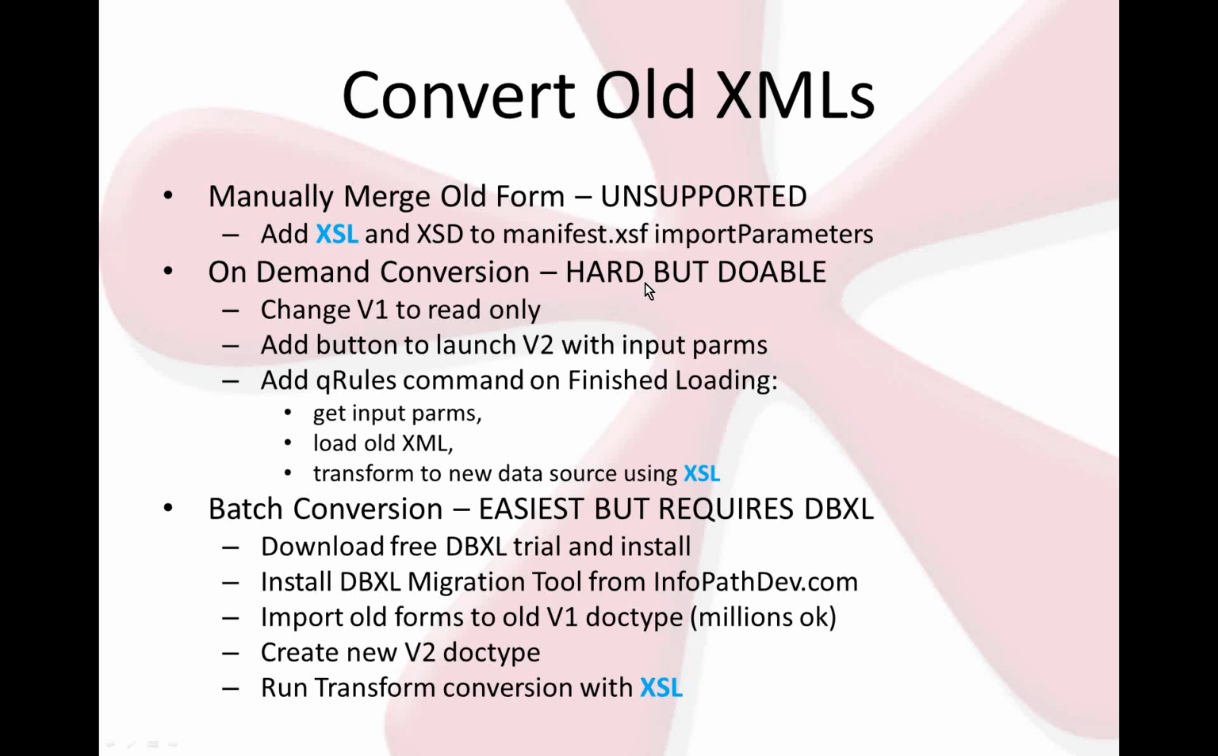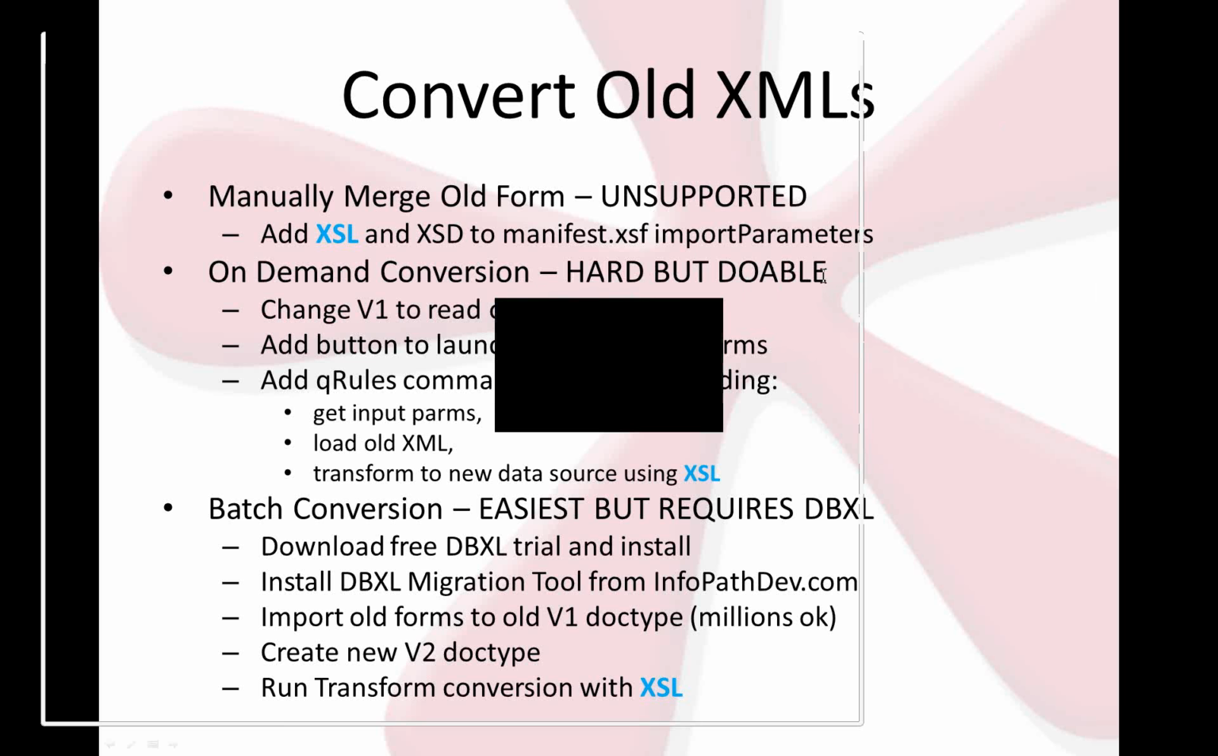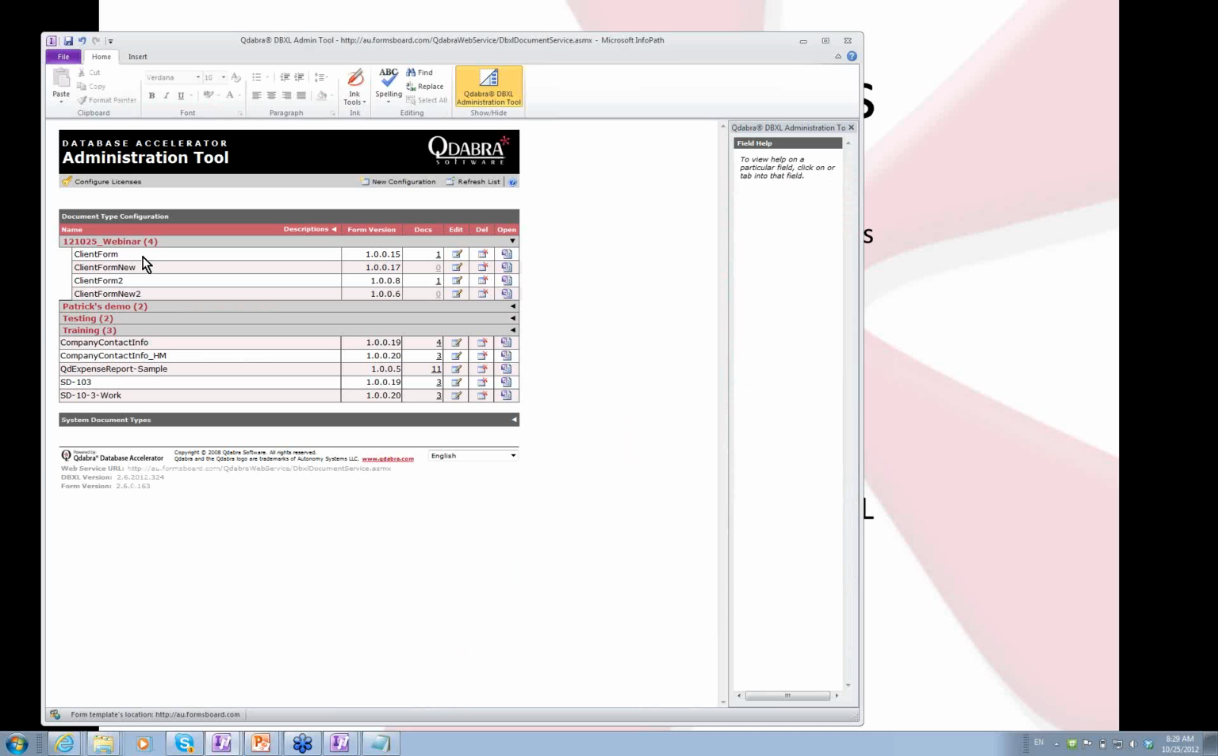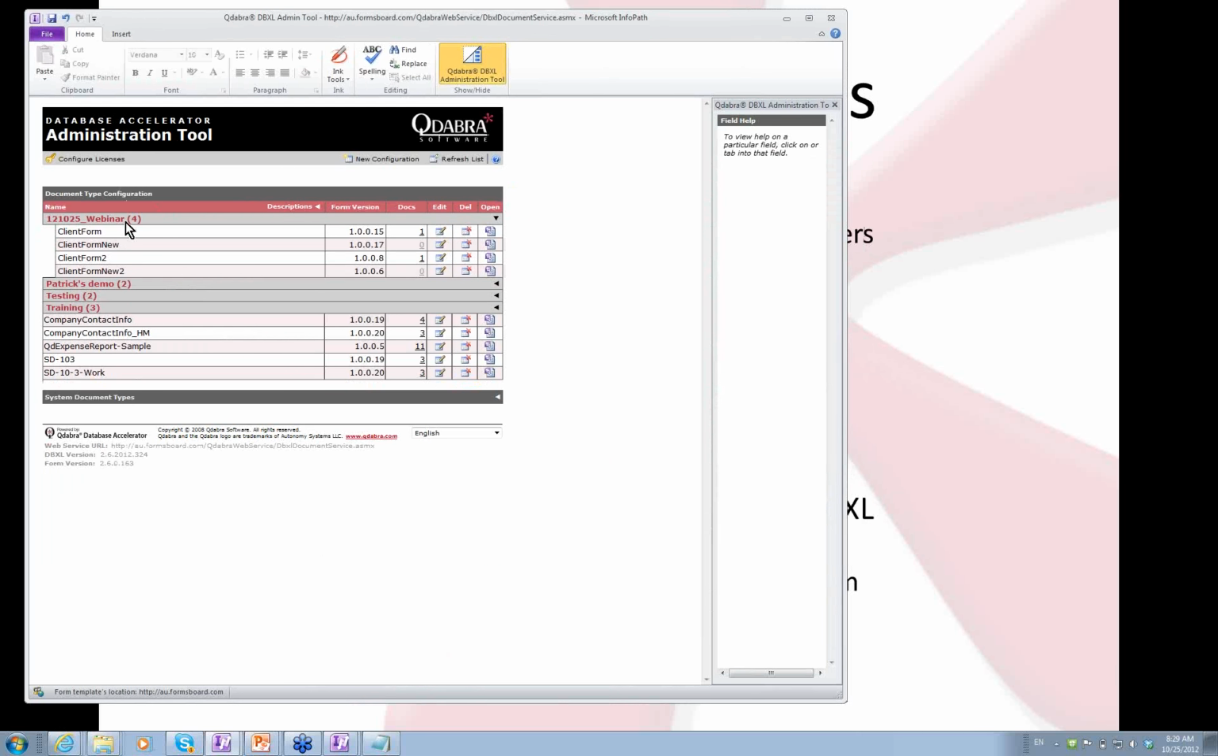The second technique is to use an on-demand conversion. Now this is also hard, but this definitely is doable. Let me show you this here. I have a form in our admin tool. You don't have to use our web service product to do this, but for the purpose of this demo, I've got a client form and a client form new loaded into my web service. Now this is actually a form template, but it has one document associated with it. So I'm going to open up that document.